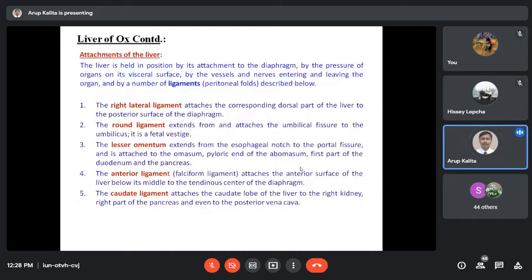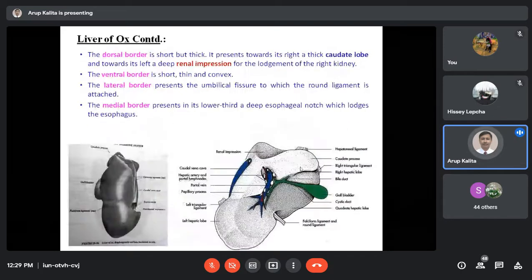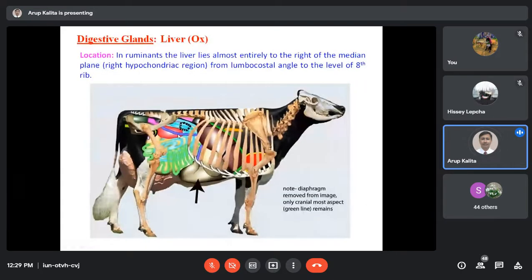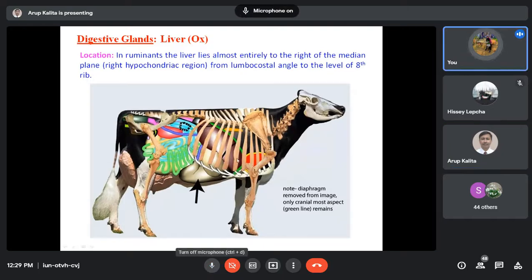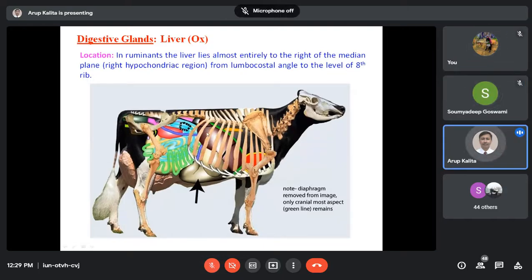Now, attachment of the liver. Here you see, I am coming back to the first page. Liver is located like this. Can you see the photograph? Yes. So the liver is like this.